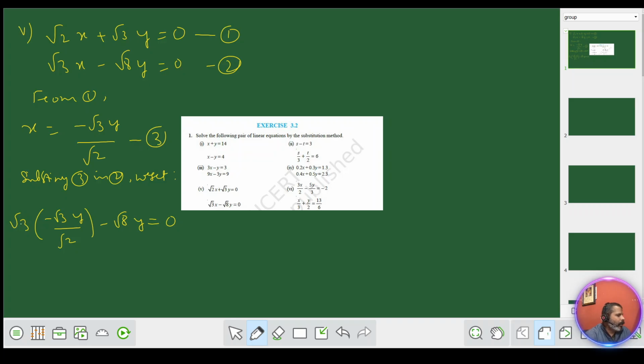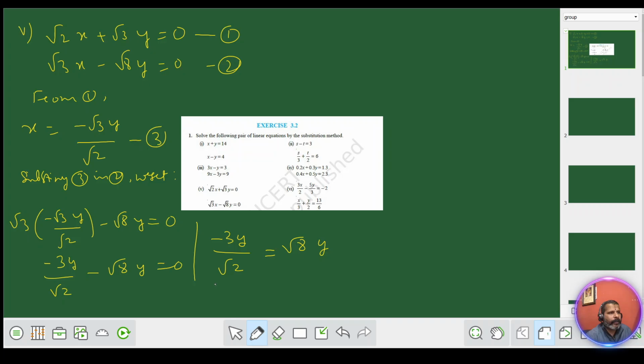How can we solve? Root 3 into root 3 is how much? Don't subtract here, it is a product. Root 3 into minus root 3y. So root 3 into root 3 is 3 only. Minus will come, okay? Minus 3y by root 2 it will be. Minus 3y by root 2 minus root 8y equal to 0. Now we transpose root 8y to the right hand side. What do we get? Minus 3y by root 2 equal to root 8y.